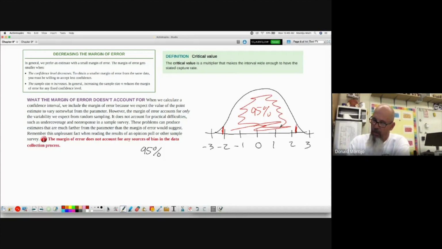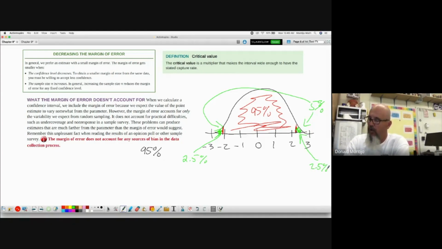So therefore, 5% is out here in these tails. There's 5% of the data out in the tails. However, that 5% is shared equally within each tail. So each one of these areas here, these little green areas, would be half of 5% due to the symmetry of the normal curve. So it's 2.5% in each tail, making the total of 5%.